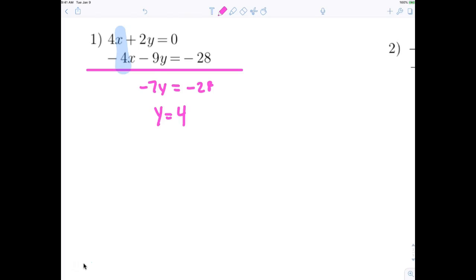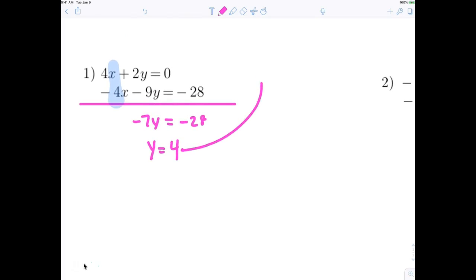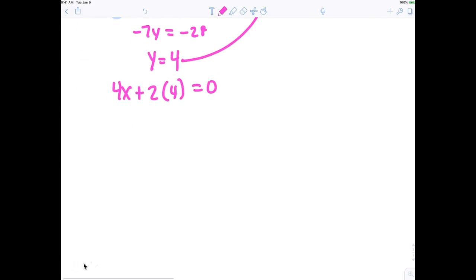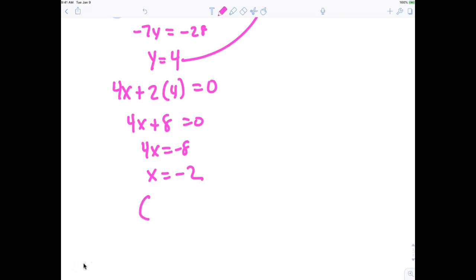Now I have to figure out what x is, right? So now we sub in for y. What? 4. So here we go. 4x plus 2 times 4 equals 0. 4x plus 8 equals 0. 4x equals negative 8, so x equals what? Negative 2. All right? So the solution is what? The solution is negative 2, comma 4.